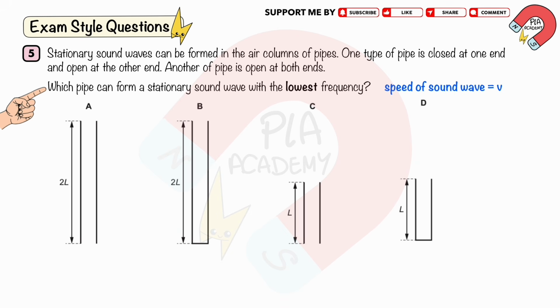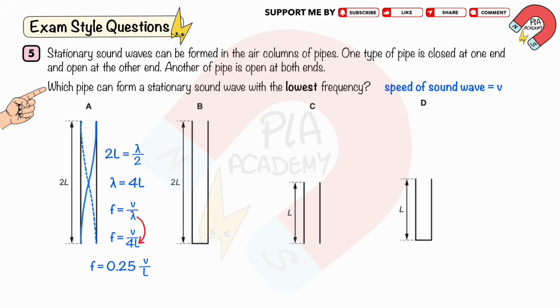Choice A. Consider a pipe open at both ends. The lowest frequency, or fundamental frequency, standing wave has a half wavelength pattern, 1 loop, as shown. 1 loop is equivalent to half a wavelength. So, 2L equals a half of lambda, and lambda equals 4L. Using the equation, the frequency f equals speed v over wavelength lambda. Substituting lambda equals 4L, f equals 0.25 v over L.